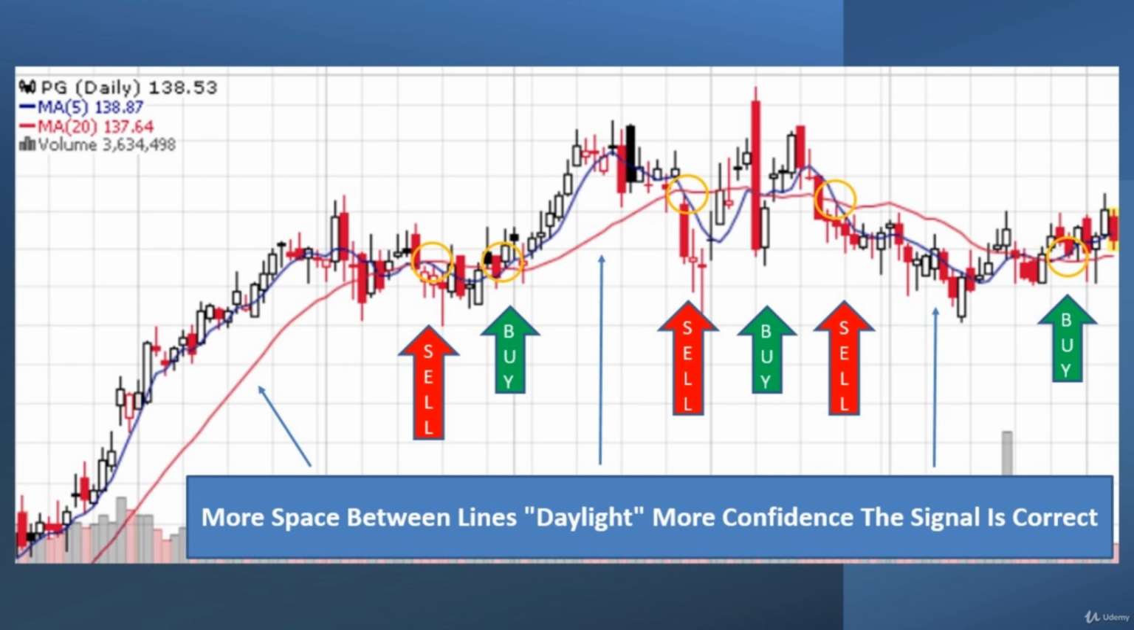And then after that second buy signal, we see another big gap come up. And so we have another nice run up in this particular security, where we can have confidence that that signal is correct. And so on throughout the rest of the chart. So when you're looking at moving average crossovers, look for the crossover, but also look back over time at how wide that gap is, how much daylight there is between the two lines, to give you an extra level of confidence that you're making the correct move.